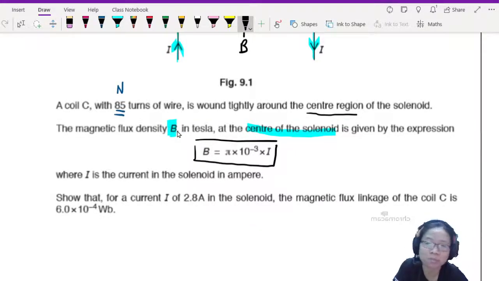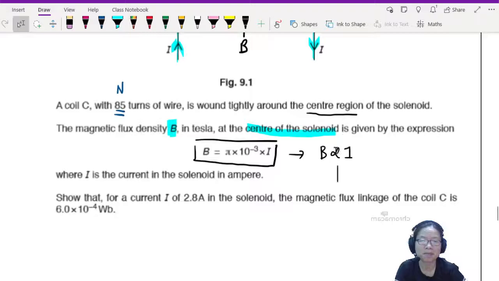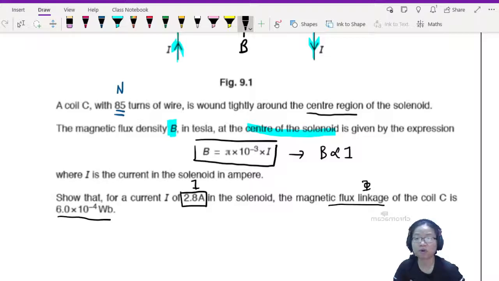If you want to know a bit more about the equation, you can always go to the first video of chapter 22. If not, just use the equation, which makes sense anyway, because from here I can see that the magnetic flux density is proportional to current. Larger current, greater magnetic field. Good. Show that for a current of 2.8 ampere in the solenoid, so this is I, the magnetic flux linkage is equal to 6.0 times 10 to the power negative 4 Weber.